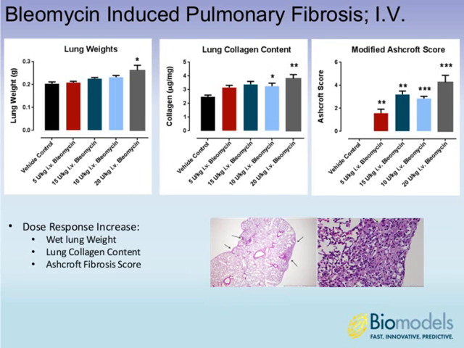In this slide, we're looking at lung weights, lung collagen content, and the modified Ashcroft score in the IV model. As you can see here, lung weights increase in a dose-responsive manner. Lung collagen generally does the same, and the Ashcroft scores follow also.